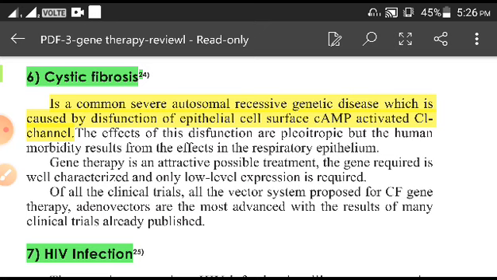It is a common severe autosomal recessive genetic disease which is caused by dysfunction of the epithelial cell surface, cAMP activated chloride channel. So this is a disease caused by a problem in the communication pathway. If there is a dysfunction of the cAMP activated chloride channel in the epithelial cell, then cystic fibrosis is caused.